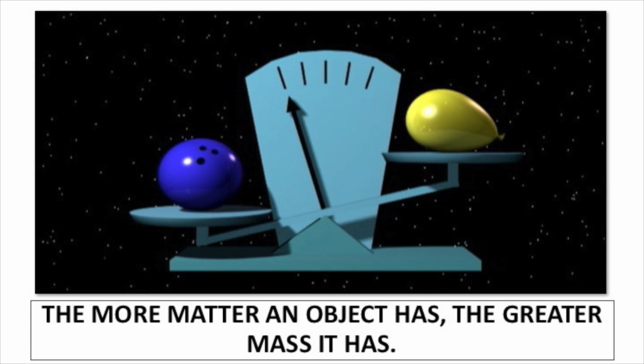The more matter an object has, the greater mass it has. So have a look at the scales now. Which object has the most mass? The blue ball or the green pear? Correct. Because which one's lowest? The blue ball. So the blue ball has the most mass because gravity is bringing it down towards the earth. And the one with the least mass is going up into the air. This is what we mean by balance.